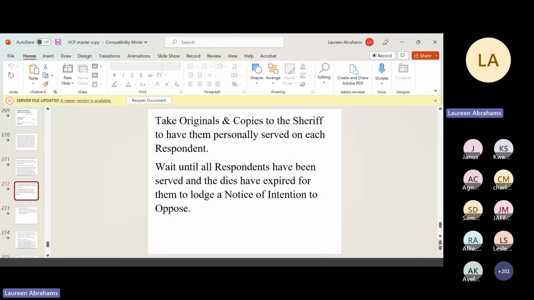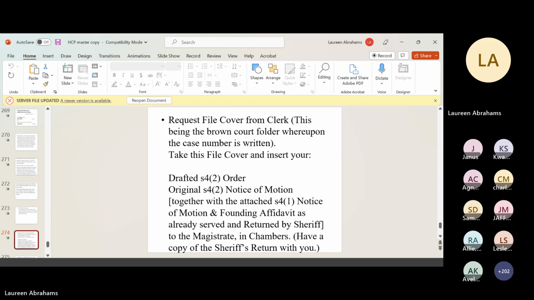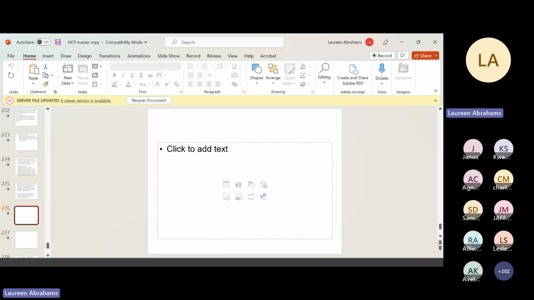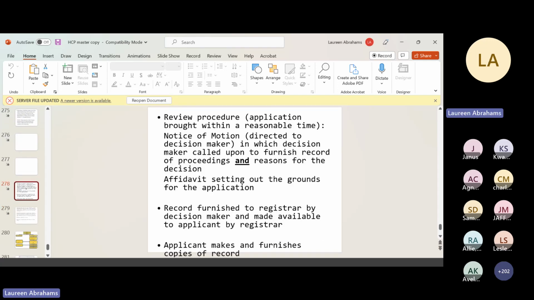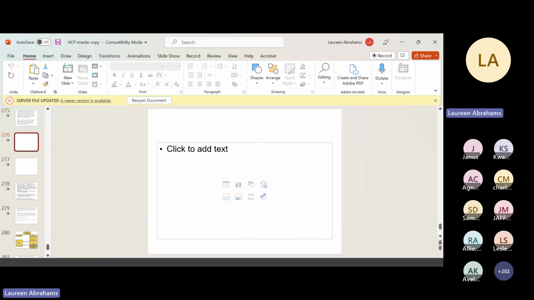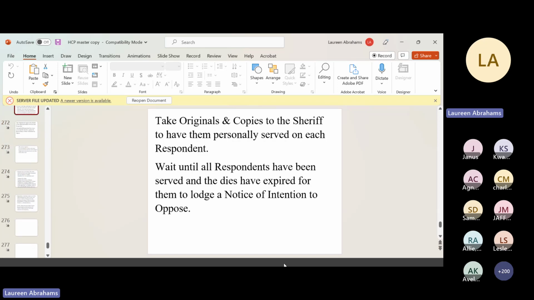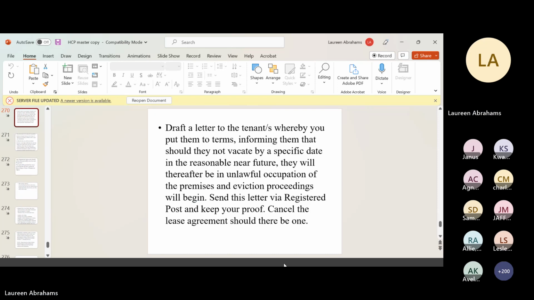Right. PI applications is another application. Your notes have all this, I suppose. Let's look at PI applications. I don't have anything on PI applications, but let's talk to PI applications. I think this is a guideline as to how to do a PI application. Right, a PI application is prevention of illegal eviction.